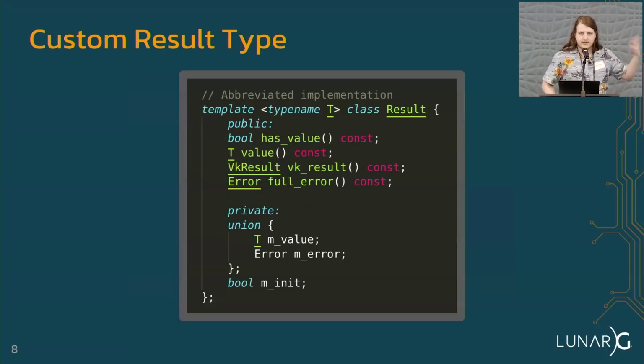Custom result type, if you're curious, it's a very simple expected-like thing, ad hoc, because I'm not using C++23, which has it. And so, very simple API if you've seen this before. And you shouldn't ever need to know about this other than you can call value or error on it.